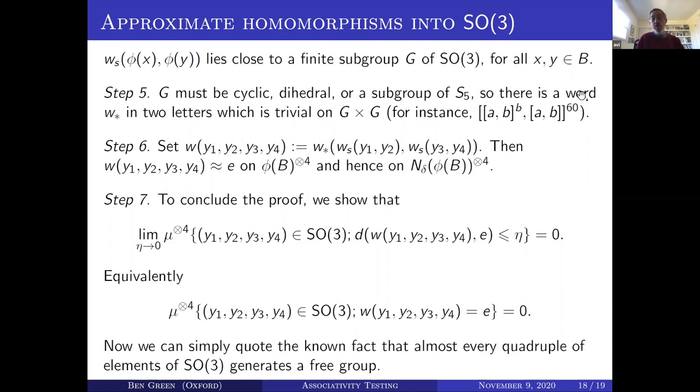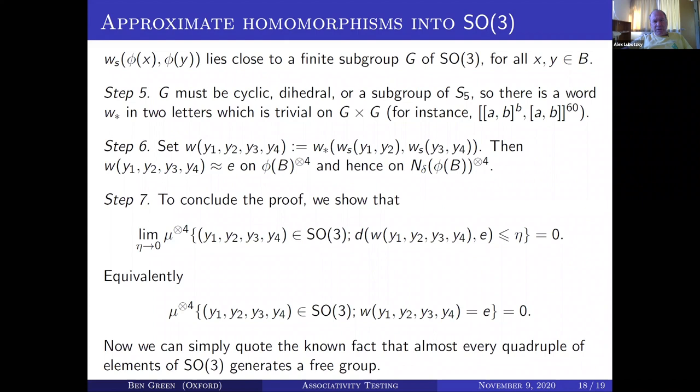So questions to Ben. If I didn't miss something, this would work for every compact simple Lie group, right? The last point is the only place where you really mention SO3, and this is easily true for others by Jordan's theorem, for example. Was there SO3 anywhere else?